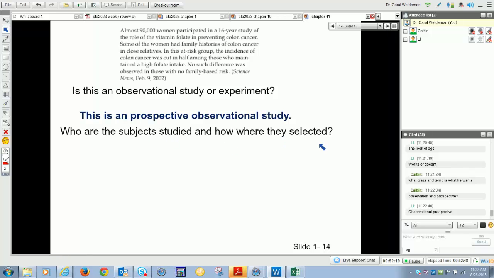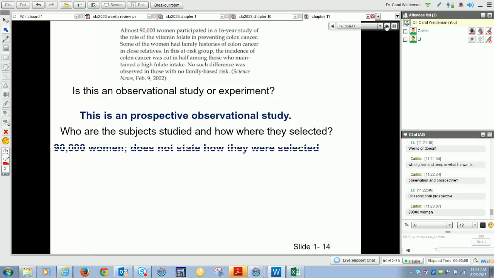Who were the subjects studied and how were they selected? And again, when you're talking about the who here, you want to be as specific as possible. So the who is the women, the 90,000 women. And how were they selected? It doesn't tell us. A lot of times in these, they're not necessarily going to tell you. They probably invited them to participate, would be my guess. But it doesn't really tell us how they were selected. They're not randomly selected, though, probably.